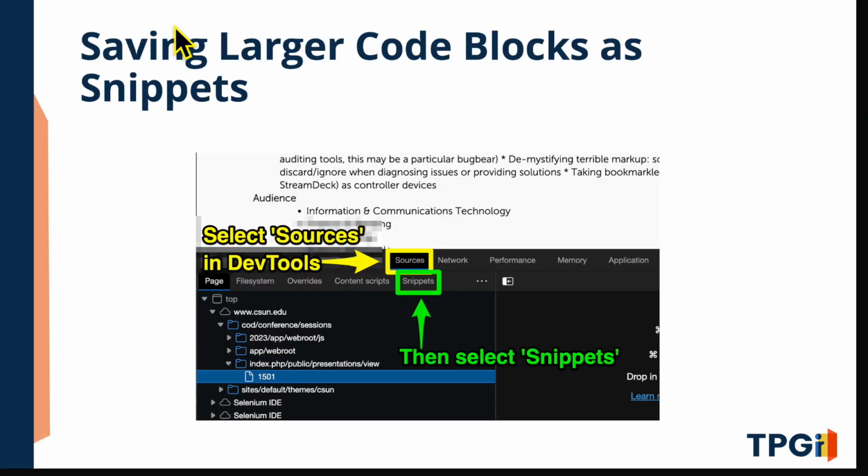Select Sources in DevTools, then select Snippets. Add a snippet, any JavaScript code that you want to run, save it with a name that you understand, then run it any time that you need it.